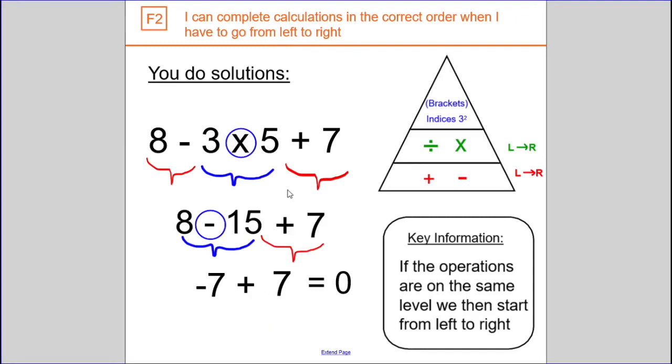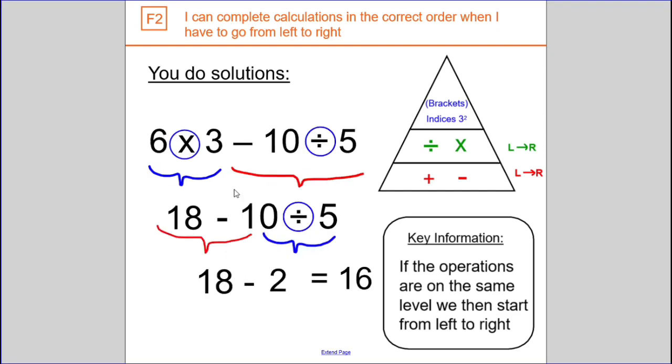So we've got a subtraction, multiplication, and an addition. Remember, if we look at our pyramid, multiplication does indeed come before the addition or the subtraction. So we need to work out 3 times 5, which is 15. Replace that, bring the rest of it down. Once we've done that, we've got a subtraction and addition. They're on the same level, so we must work from left to right. Once we've done that, we must get an answer of 0.